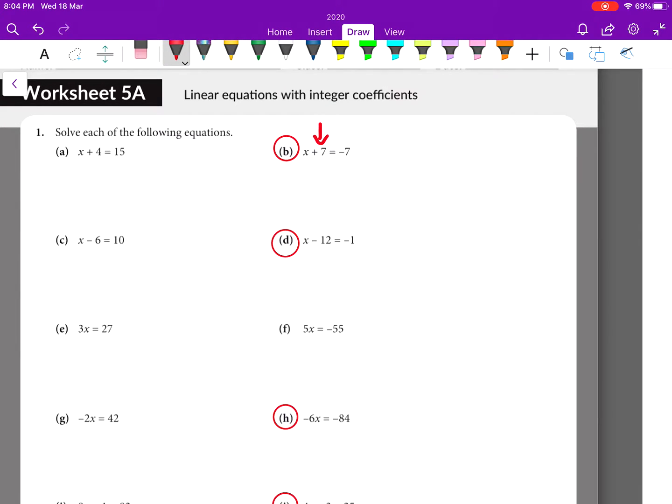So there's a plus 7 over here. How to get rid of the 7? We do the opposite. We need to minus 7 on both sides. On the left we minus 7, it will be left with an x. On the right we minus 7, we'll get this. So presentation wise we will write x equals negative 7 minus 7 equals negative 14. You don't have to write x so many times.